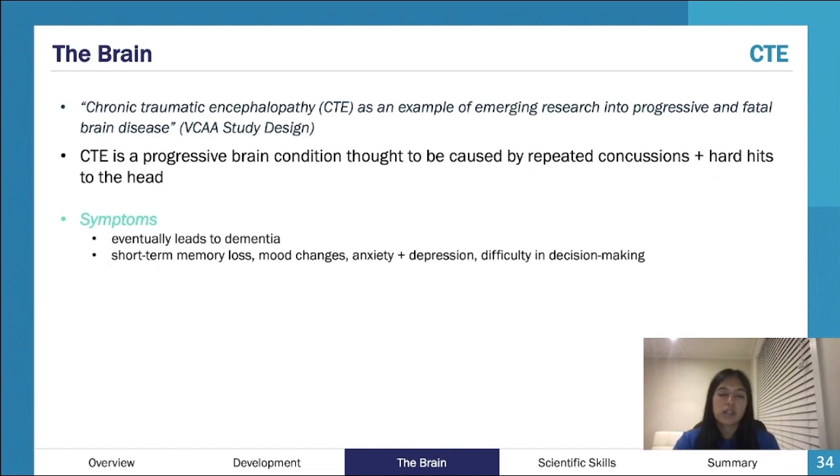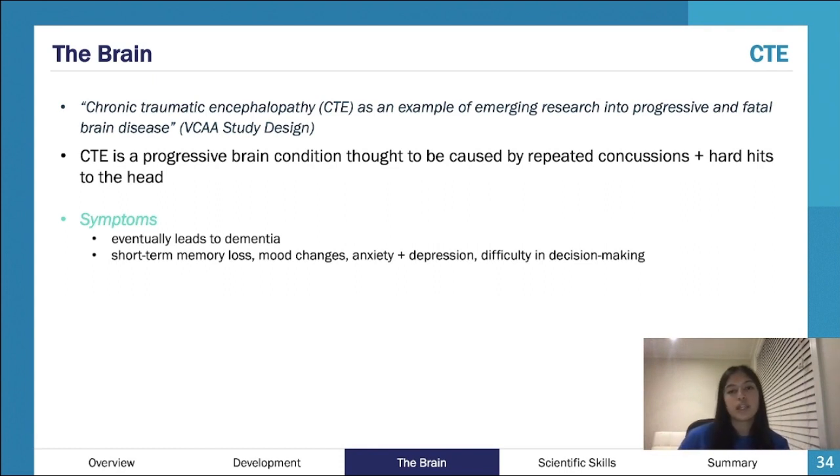Okay, and I think this is the last dot point. So CTE. Again, this is a new dot point for this study design, but looking at chronic traumatic encephalopathy, again, as an example of emerging research, this idea of contemporary, recent, new, progressive and fatal brain disease. So CTE is, again, a pretty new thing, hence the emerging research, or the knowledge of it is fairly new.